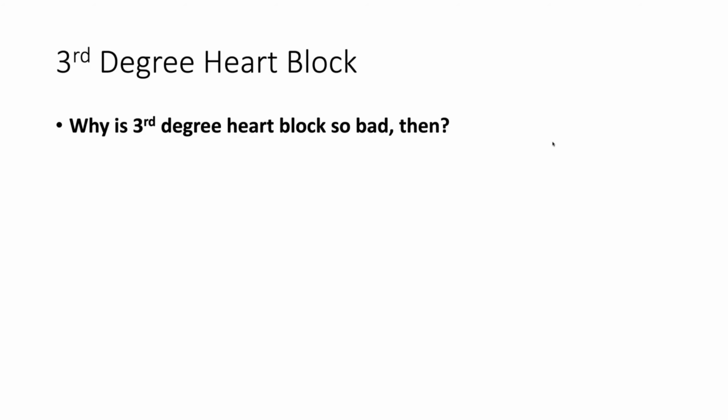Good. Why are they beating independently? Because the AV node is not going to receive all the electrical stimulus from the atrium because of the dissociation between the atrium and the ventricles. And the block is basically in the AV node. The ventricles will be independent from the sinus rhythm.